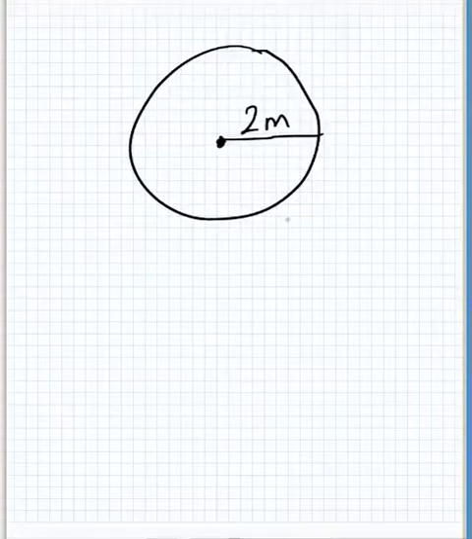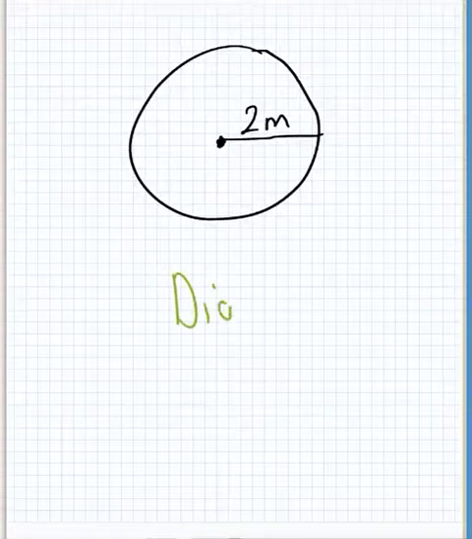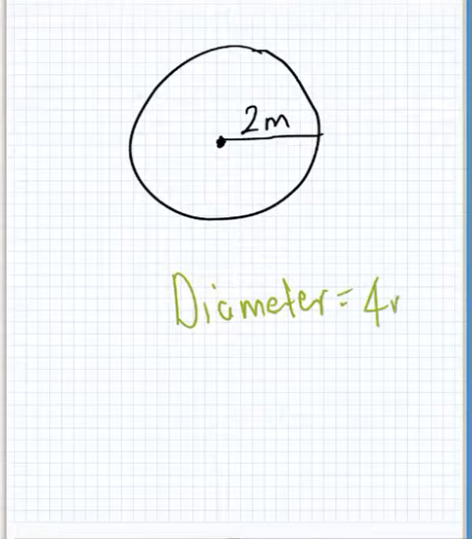So you can see that what is given to us is the radius, and we know the diameter is double the radius. So what's 2 plus 2? 4. So for this circle, the diameter would be 4, and the units are meters. Okay, so hopefully that has made sense.